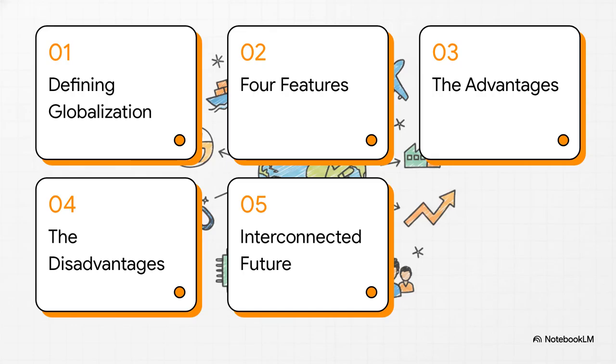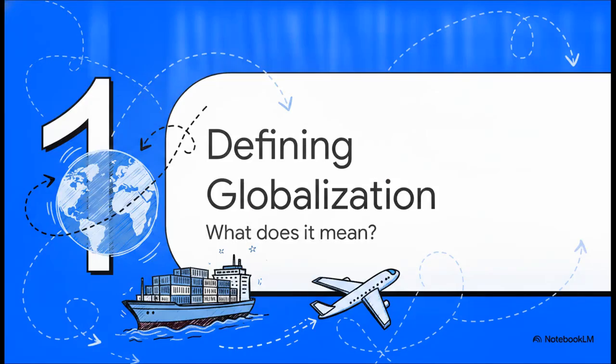Here's our roadmap for today. We'll be defining globalization, looking at its four main features, weighing the advantages, tackling the disadvantages, and finally, looking at our interconnected future. All right, Section 1, defining globalization. What does this actually mean in plain English?